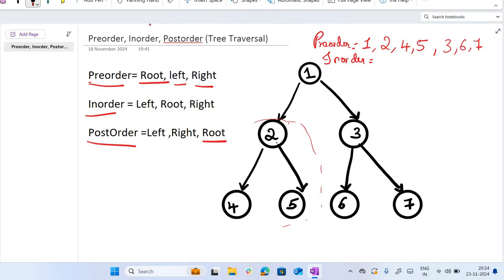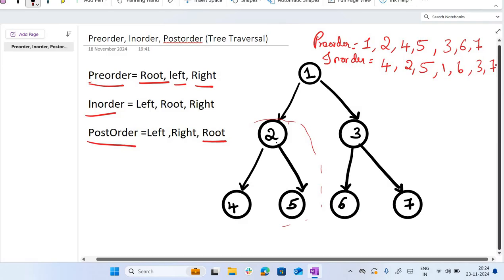In-order is left first. For this left part, again the left is 4, root is 2, right is 5. We have finished the left part. We'll come to the root 1 and then the right part, which has a left. For the root element 3, the left is 6, root is 3 and then 7. So this is the in-order.